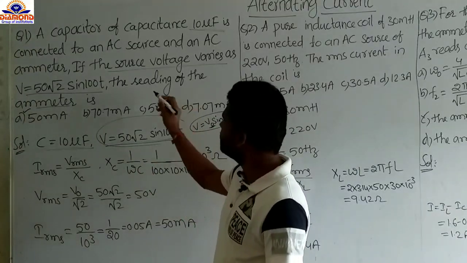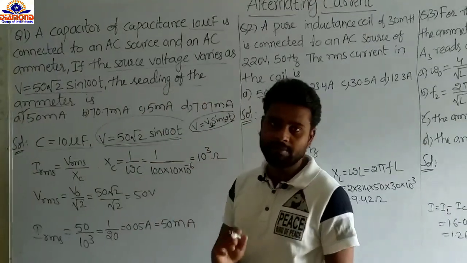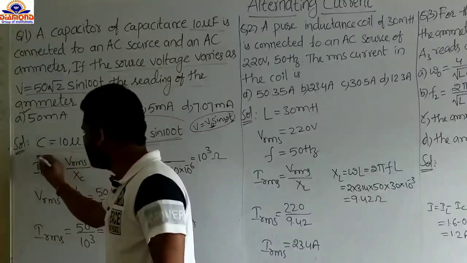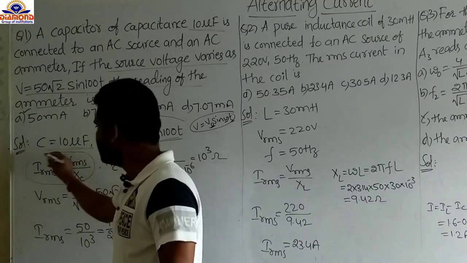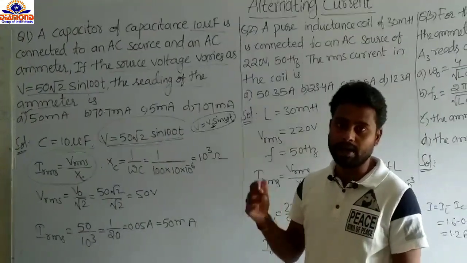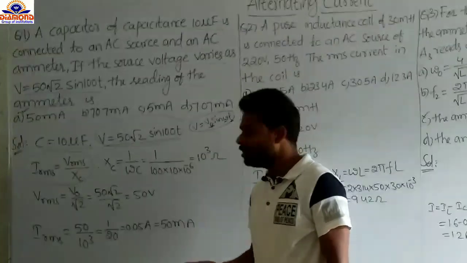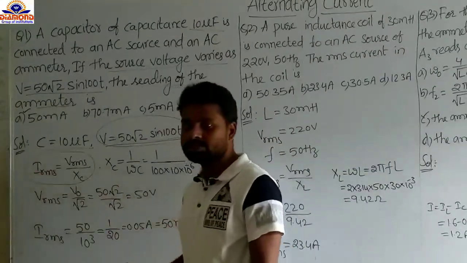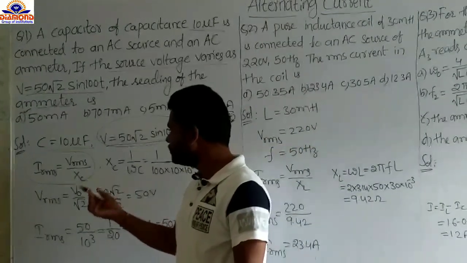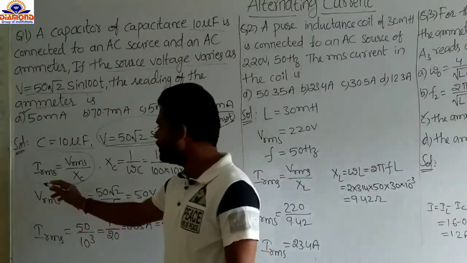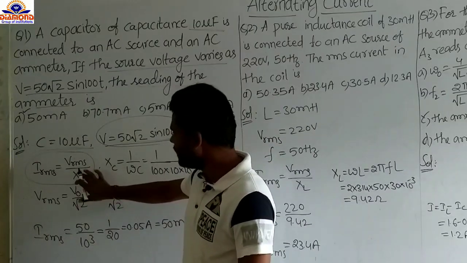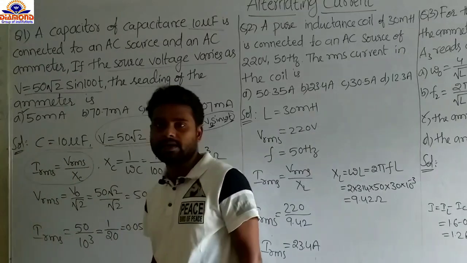They are asking the reading of the ammeter, which is nothing but the IRMS. The formula for IRMS equals VRMS by XC. We know I equal to V by R, where R is the resistance. Here also, this is the resistance offered by the capacitor, which is the capacitive reactance. So IRMS equals VRMS by XC. We have to find the VRMS and XC, then substitute, and we will get the IRMS.